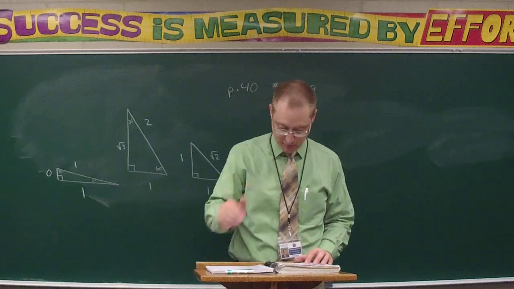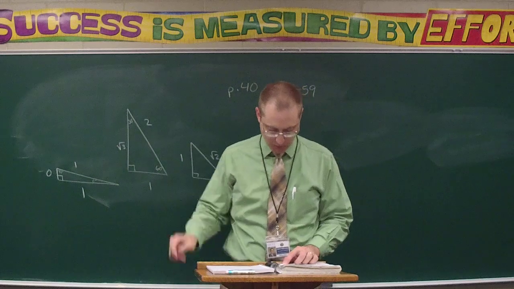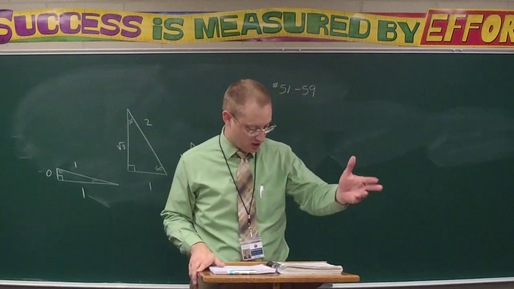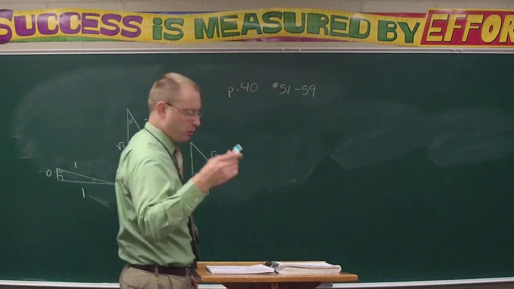Number 55, Jamie. 0 degrees, which is 0 radians. Number 56. Pi over 3 starts out as 60 degrees there. Number 57, Ethan. 0. Ooh, let's see. Cosecant is 1 over what?